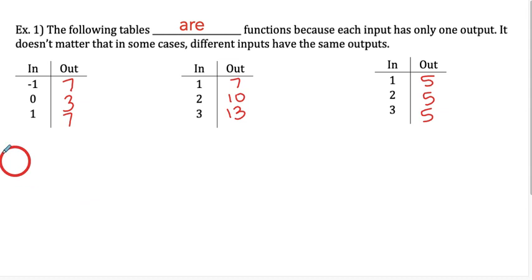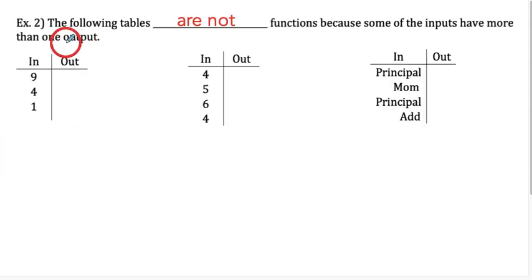In example 2, these tables are not functions because some of the inputs are going to have more than one output. This is an example here. 9 is going to be paired with -3 and +3. 4 is going to be paired with -2 and +2. And 1 is going to be paired with -1 and 1. And this would be an example of not a function because 9 has 2 answers, 4 has 2 answers, and 1 also has 2 different answers.